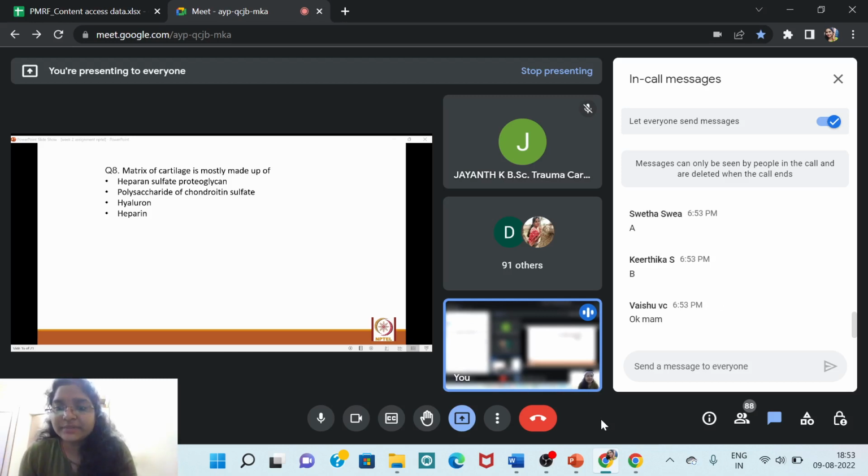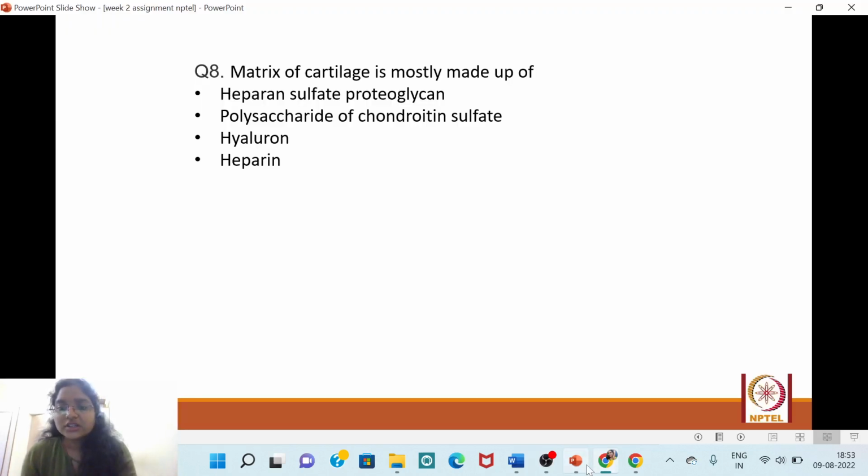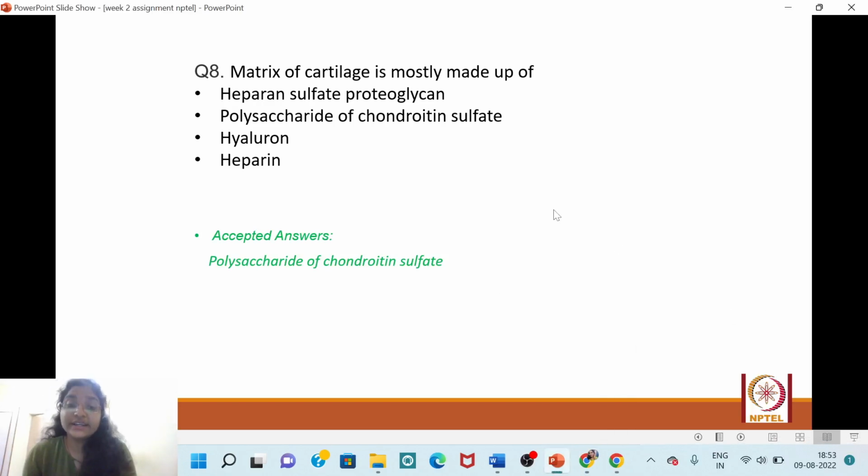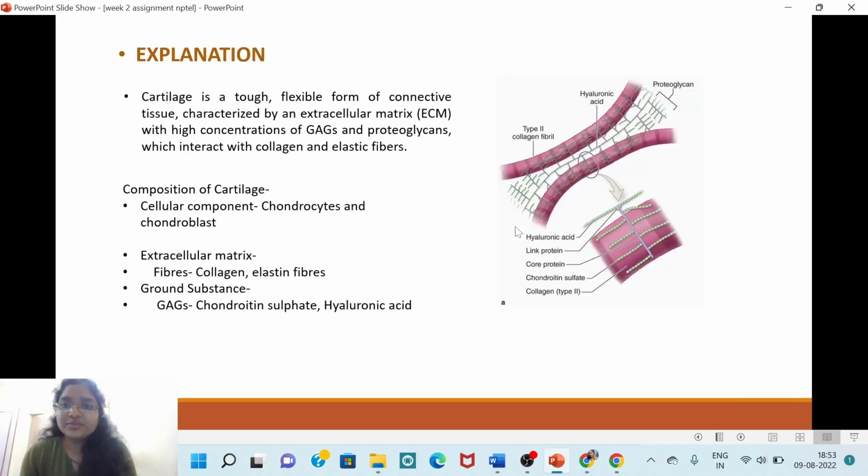Okay, I'm getting mixed answers. Heparin sulfate proteoglycan, polysaccharide of chondroitin sulfate. Which is the right answer? So the correct answer is polysaccharide of chondroitin sulfate, and whoever has given the correct answers, good, very good. So what is the possible explanation to it? You can see the structure of cartilage here.